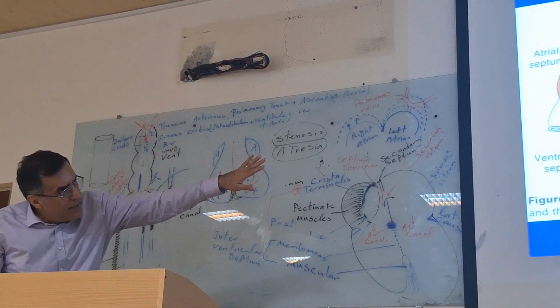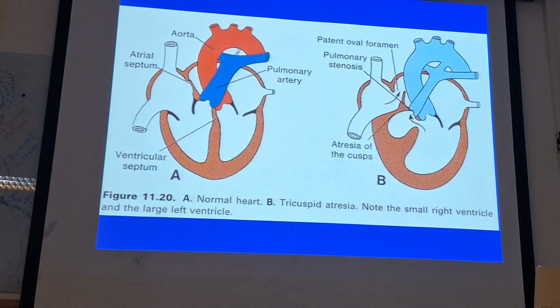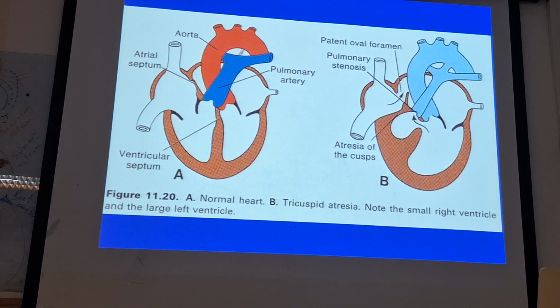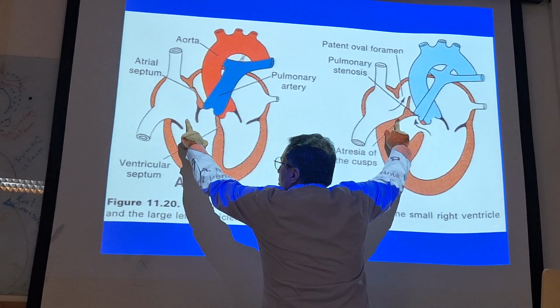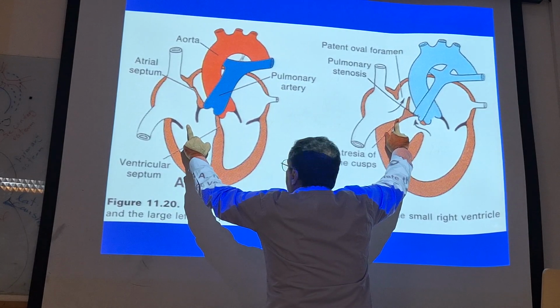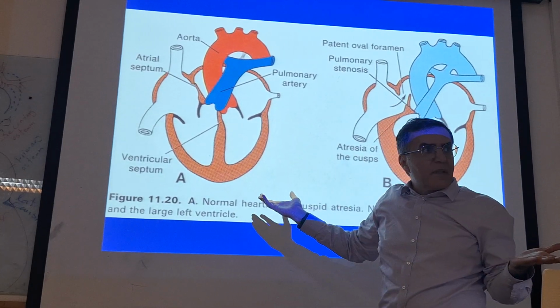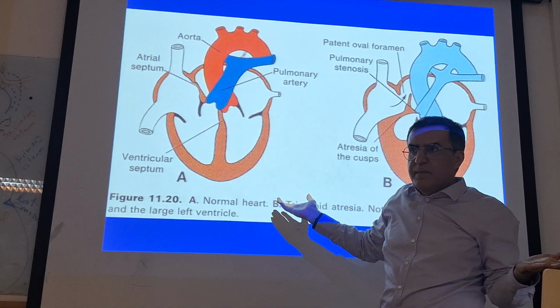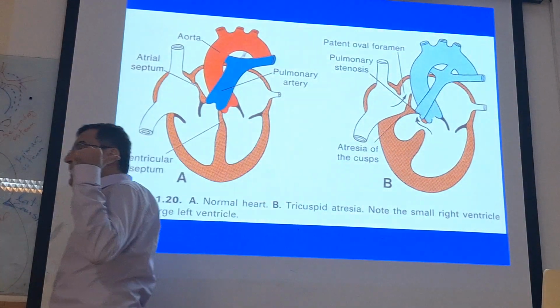Here in B, we have an atresia. It means the tricuspid valve, you can see here. Look here, this tricuspid is open, it's normal. But what is happening here? It's not open, it's completely closed. We say tricuspid atresia.